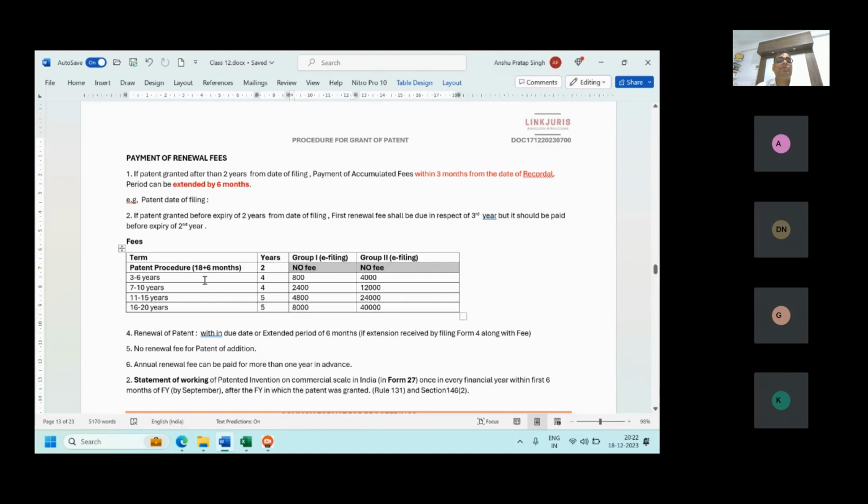3 to 6 years. So it is 4 and then 5. 3 to 6 years, and then 7-10 years, and then the rest. It starts with 800. From the 7th year, it gets thrice, 2,400. Then again it gets double, 4,800, and in the last 8,000. So 800, then 3x, then 6x, and then 10x.